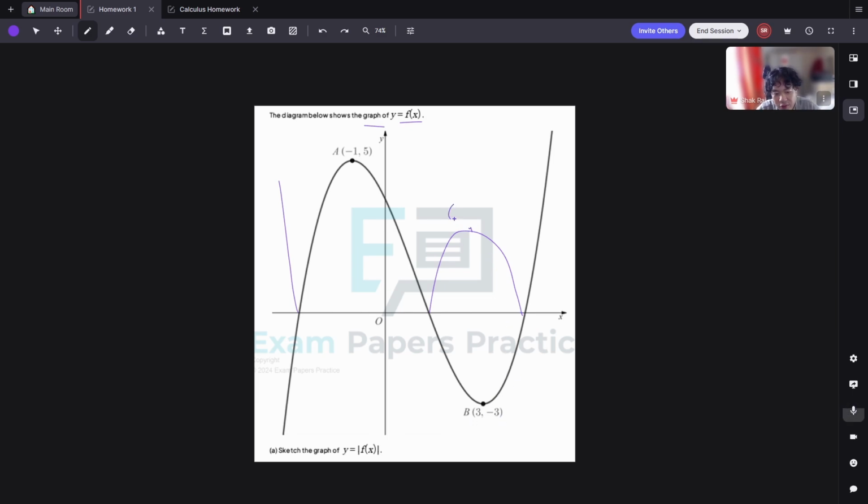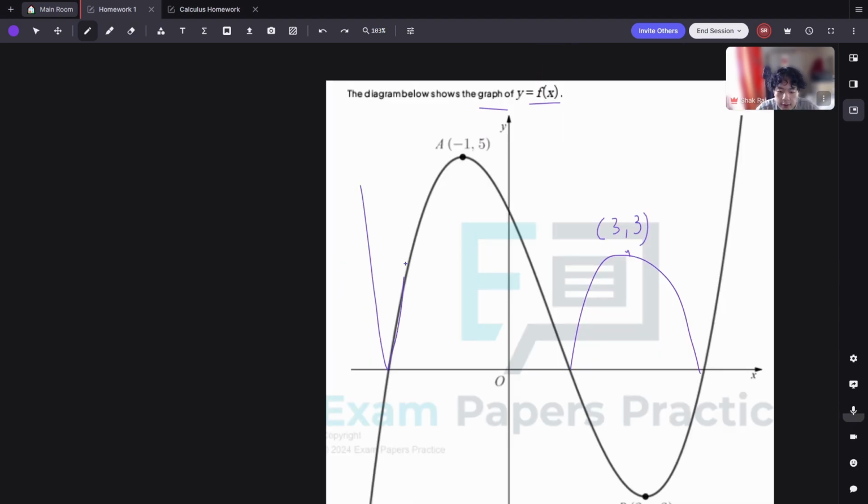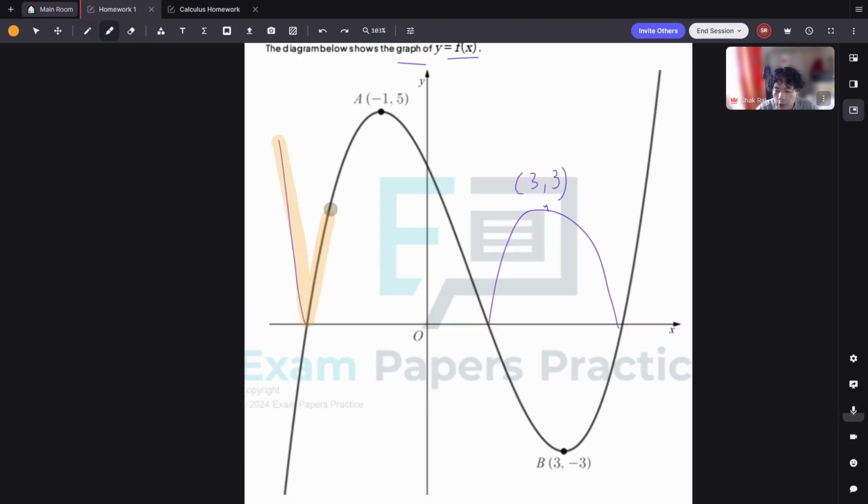So this would be 3, and the positive version of the y, which is 3 and 3. And that's literally it. This side stays the same. So I guess the graph would look something like this. I'm not going to draw that part. Actually, I'll highlight it just so it's a little bit more accurate, so you know what part it is.